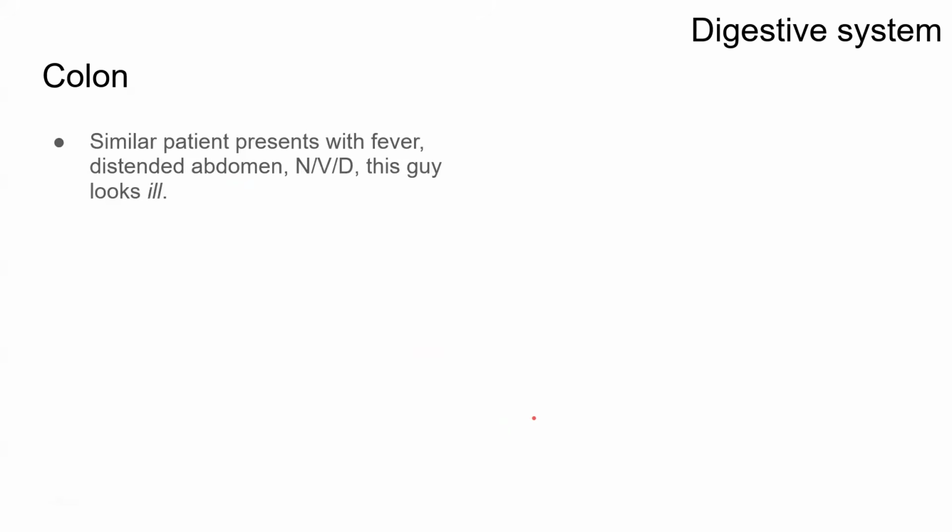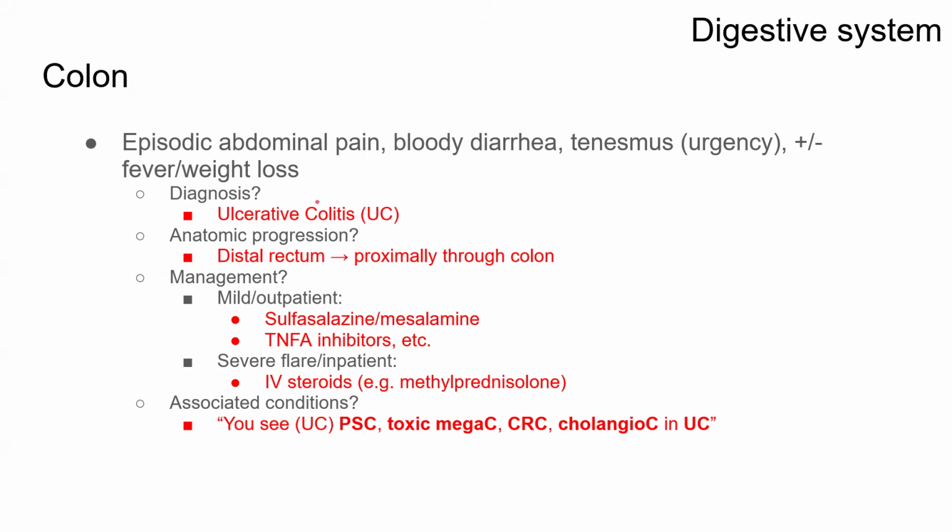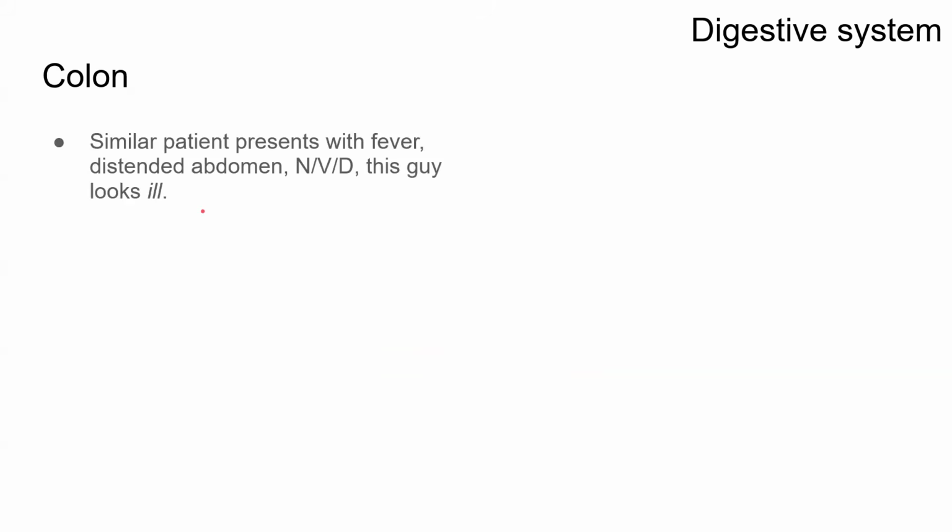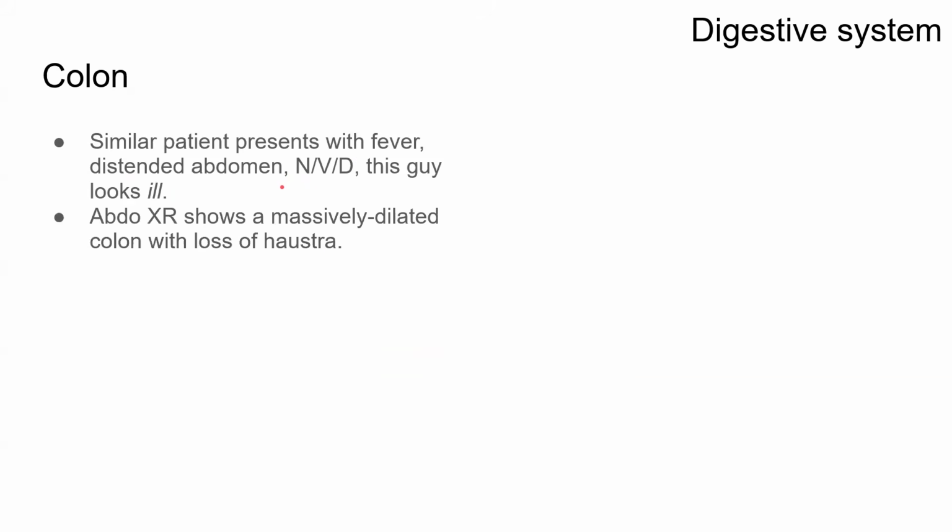Okay, so this is where we'll get into recognizing severity of UC flares. So let's say, for example, the same guy or a similar guy that has episodic abdominal pain, bloody diarrhea, urgency, maybe they have fever, weight loss. So this guy has a fever, a distended abdomen on physical exam, nausea, vomiting, diarrhea. This guy looks really sick compared to the person in the outpatient setting where they're like, yeah, I just have this abdominal pain, bloody diarrhea, and so forth. This guy in this case looks really sick.